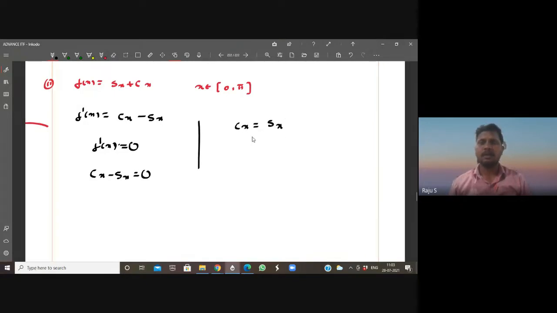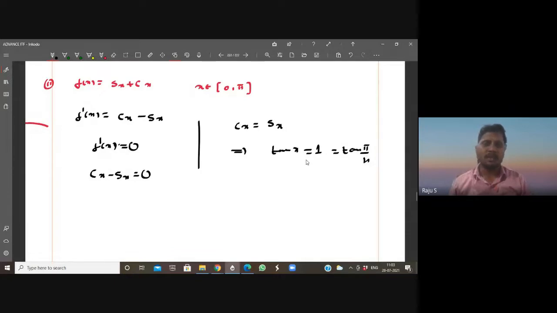Okay. So when does cos x become sin x? That is nothing but pi by 4. We can write tan x is equal to 1, dividing by cos x on both sides. That's what tan pi by 4 is.